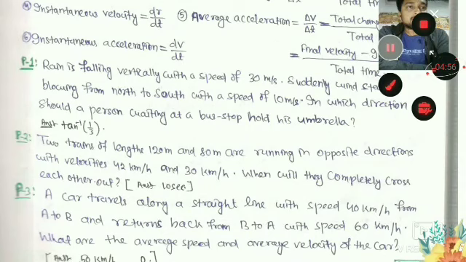Okay, and the resultant velocity is vA plus vB equal to vA plus vB. These are the numericals. You have the third question.